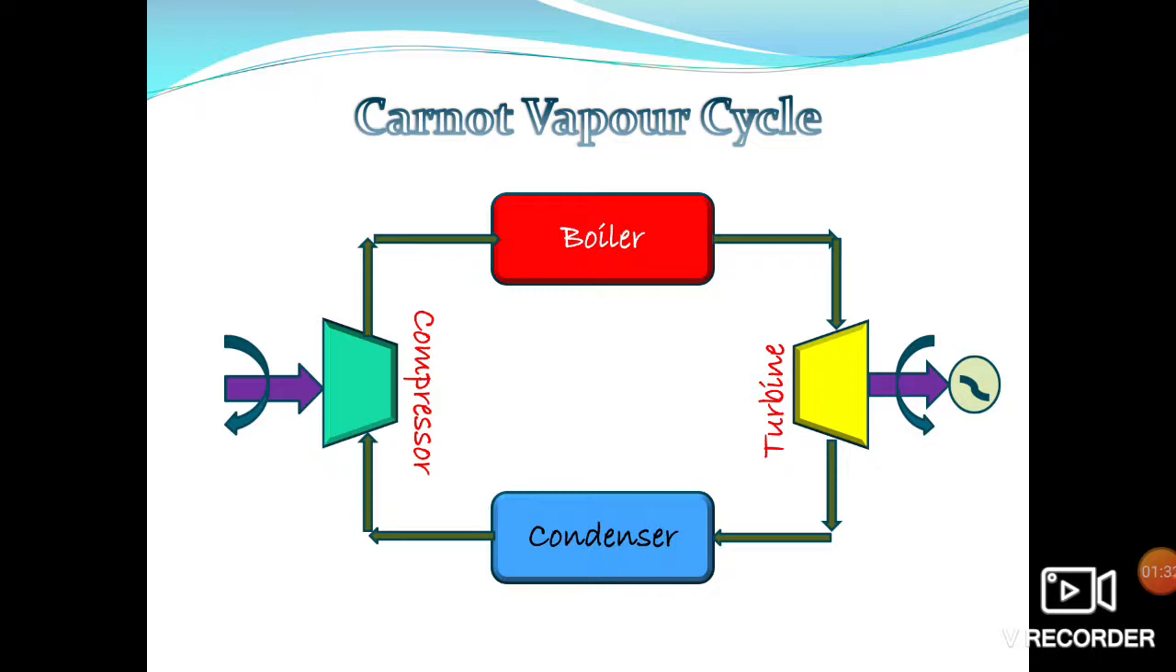Now we'll consider 4 points. First is before boiler, second before turbine, third before condenser, and fourth is before the compressor. There will be 4 processes carried out around these 4 points which will complete the entire cycle. Let us plot this process on PV and TS diagram.